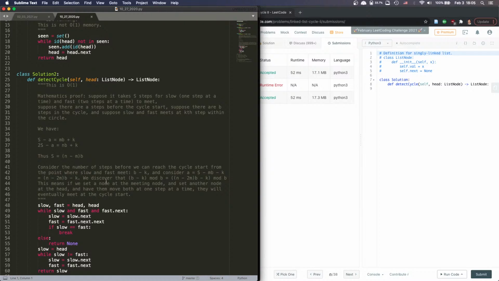Before we can reach the cycle start from the point where the slow and fast meet, that's B minus K. What is K? K is this, so B minus K, yes. And consider A equals this. A equals N minus 2M, B minus K. We discover this means if we set a node at the meeting node and set another node at the head, and we move them both one step at a time, they will eventually meet at the cycle start.